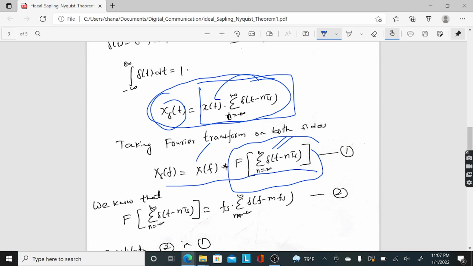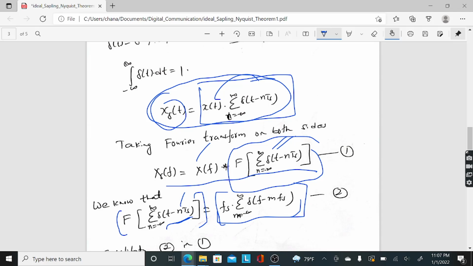Now the right side of this, which is the impulse stream, has a well-known Fourier transform. The Fourier transform of an impulse stream in the time domain, with periodicity Ts, which is the sampling period in our case, is equal to fs, where fs is 1 by Ts, times an impulse stream in the frequency domain. So mathematically, the Fourier transform of summation n equal to minus infinity to infinity delta of t minus nTs is equal to fs times summation m equal to minus infinity to infinity delta of f minus m fs.